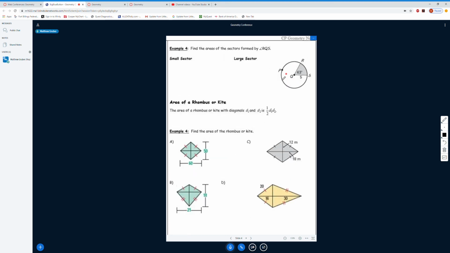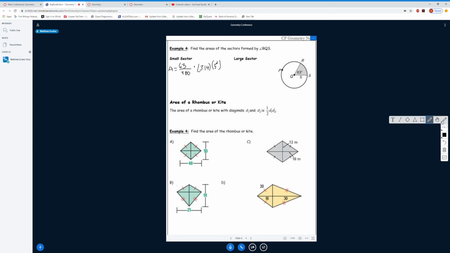So here we go. Find the area of the small sector. Well, the small sector is this shaded region. So the area is the degree measure, 63, over 360 times pi, 3.14, times the radius squared. It's just a formula. We're plugging it in the formula. That's all we're doing, plugging it in the formula. Degree measure over 360 times pi r squared.